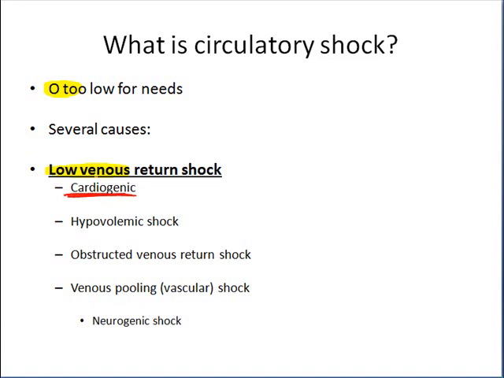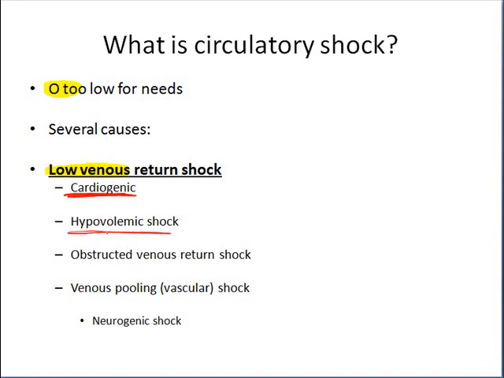One version is what's called cardiogenic shock. This means that something has happened to the heart and it is not adequately pumping blood, so that it cannot get back to the heart. So if somebody has a myocardial infarct, this could produce cardiogenic shock. If somebody had sudden cardiac arrest, that would produce cardiogenic shock.